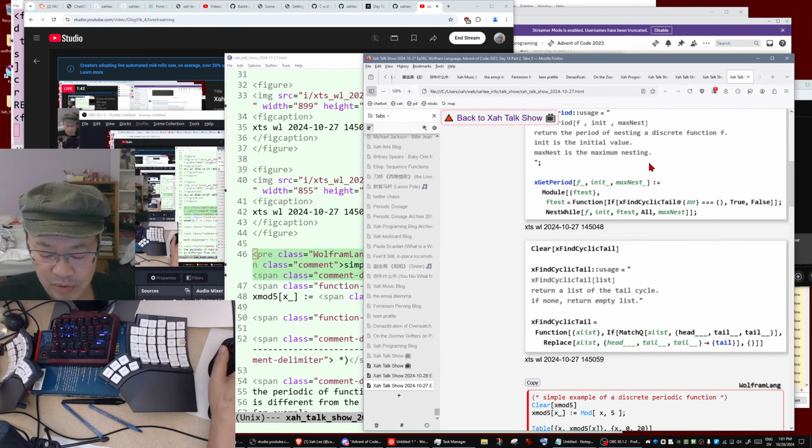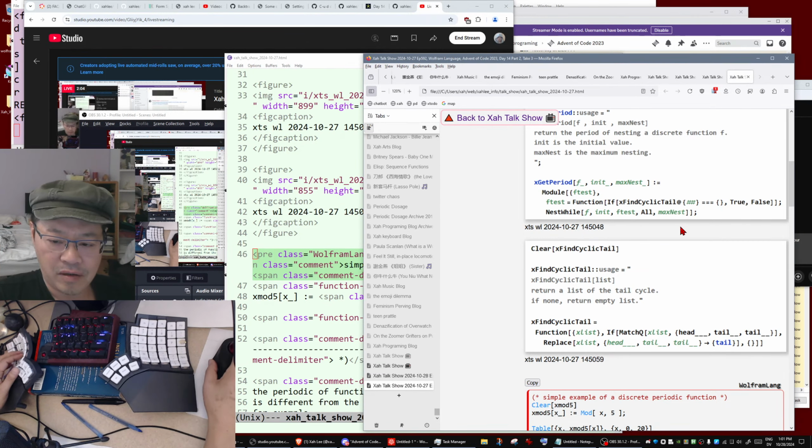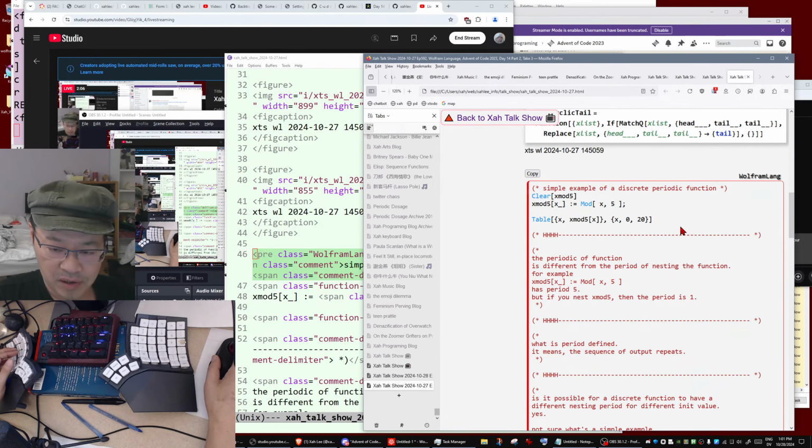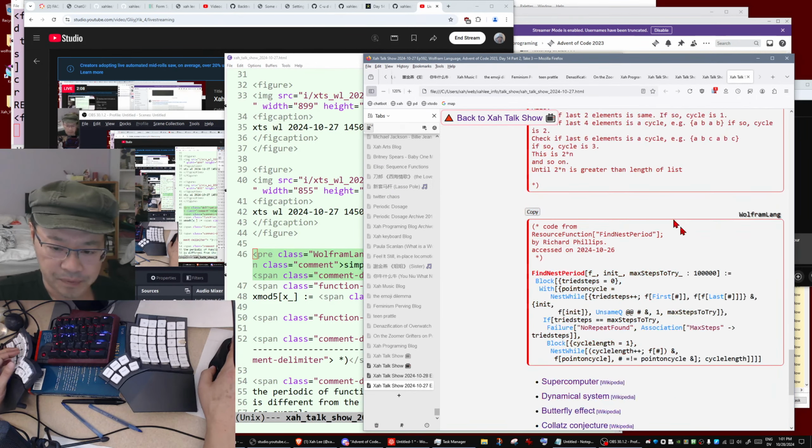Yesterday's goal was to write a function that takes two things: a function and an initial value. And the function will return the periodicity of the given function when it is nested. Yesterday we explained this for almost 3 hours.